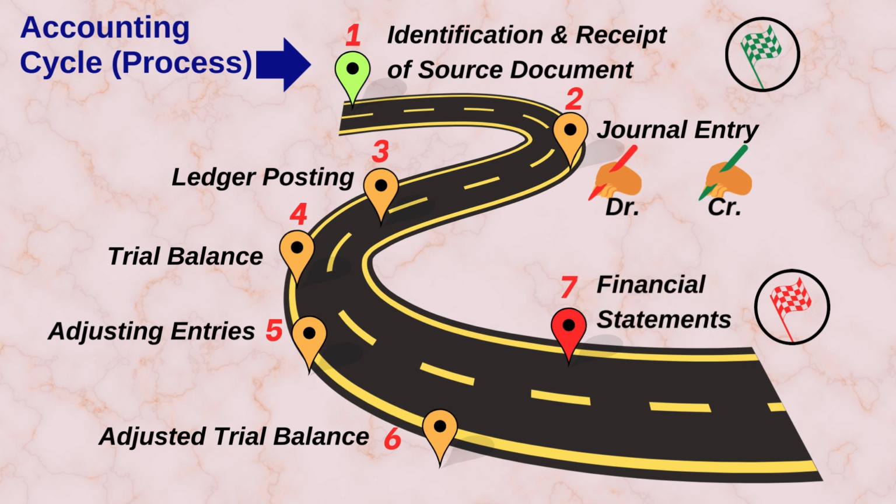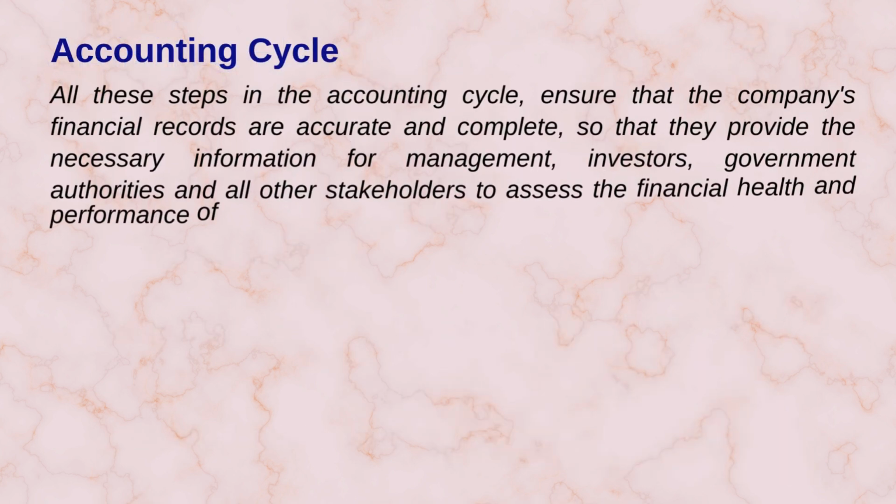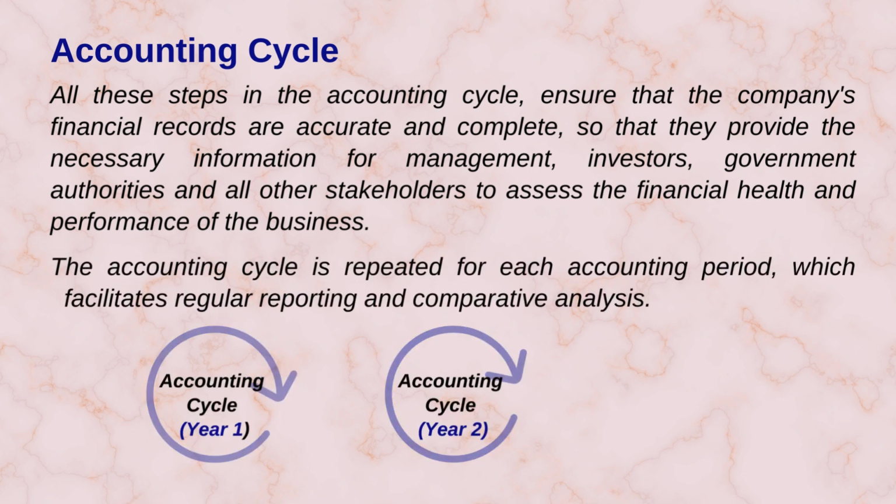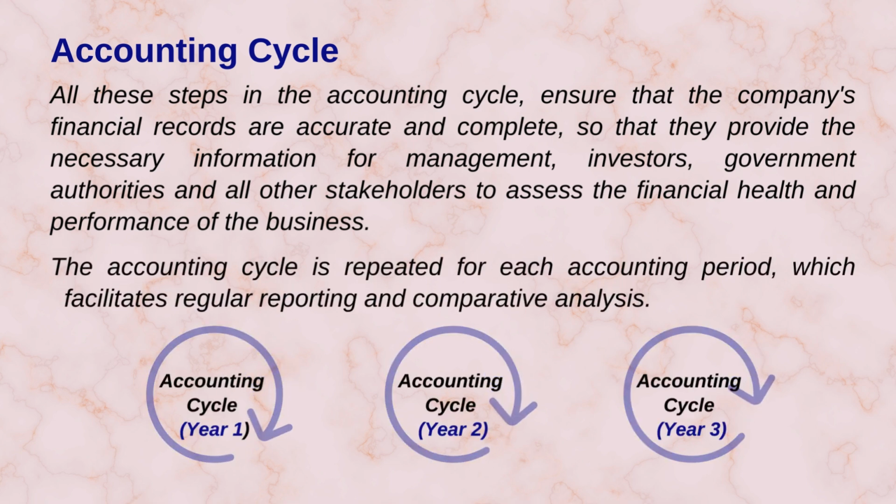All these steps in the accounting cycle ensure that the company's financial records are accurate and complete so that they provide the necessary information for management, investors, government authorities, and all other stakeholders to assess the financial health and performance of the business. The accounting cycle is repeated for each accounting period, which facilitates regular reporting and comparative analysis.